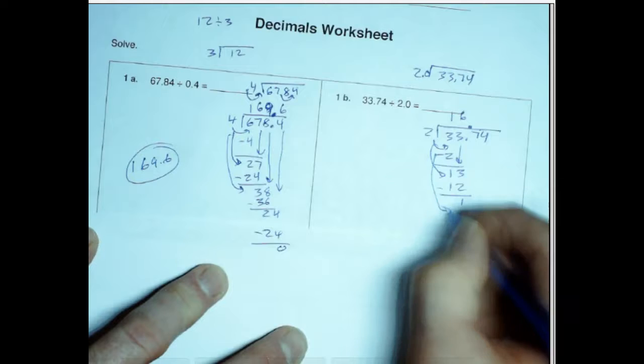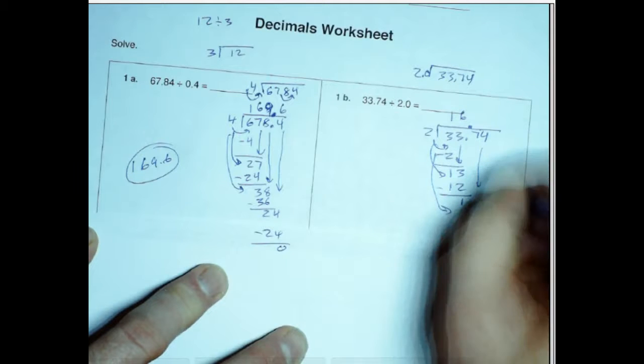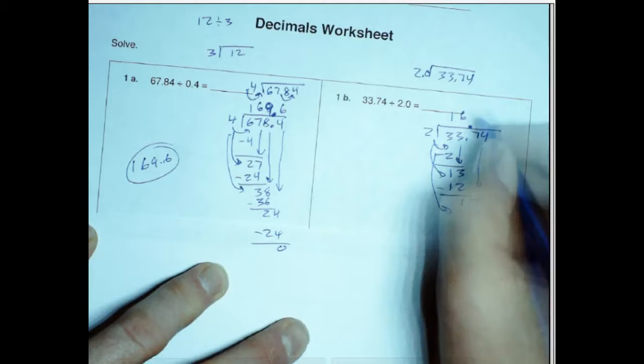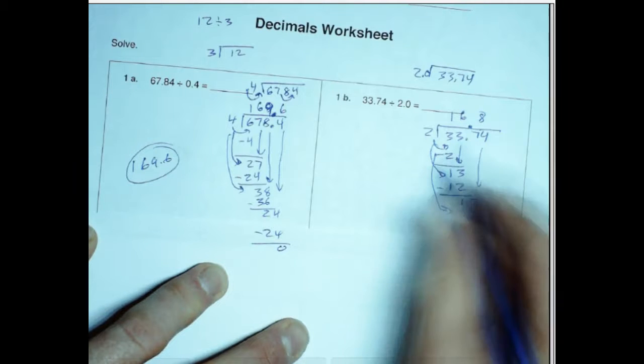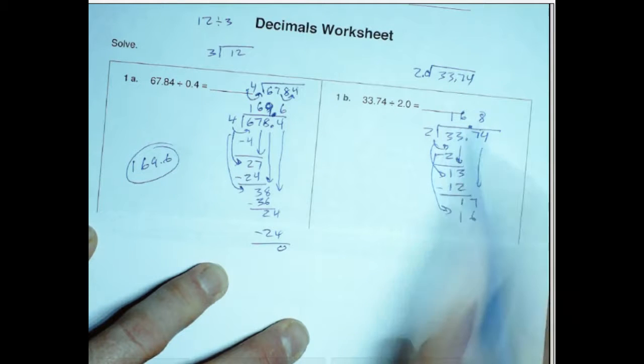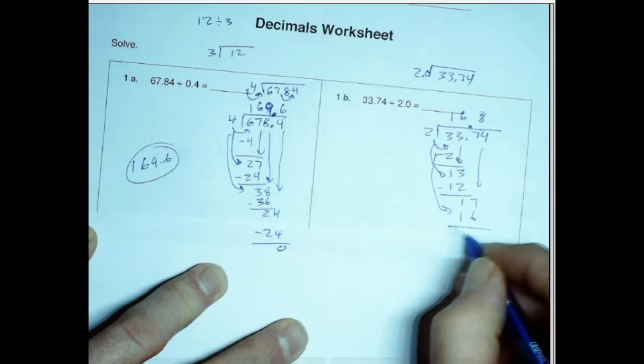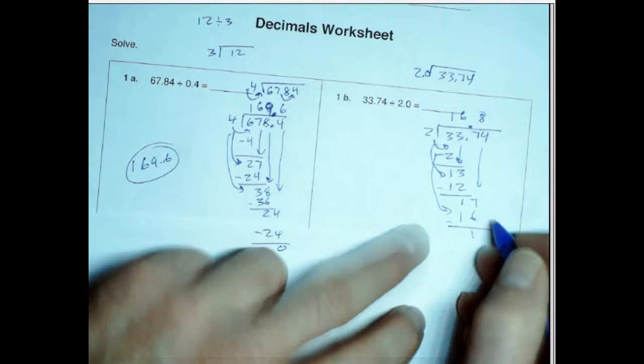2 doesn't go into 1, of course, but I can bring down the 7. And 2 goes into 7 8 times. So 8 times 2 is 16. And you notice how my decimal is already up there? It's in place. I'm already at 16.8. But I can subtract this out. I've got a remainder of 1.